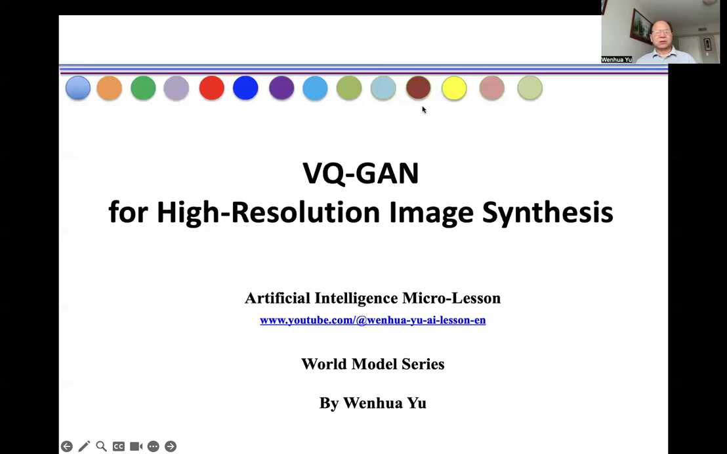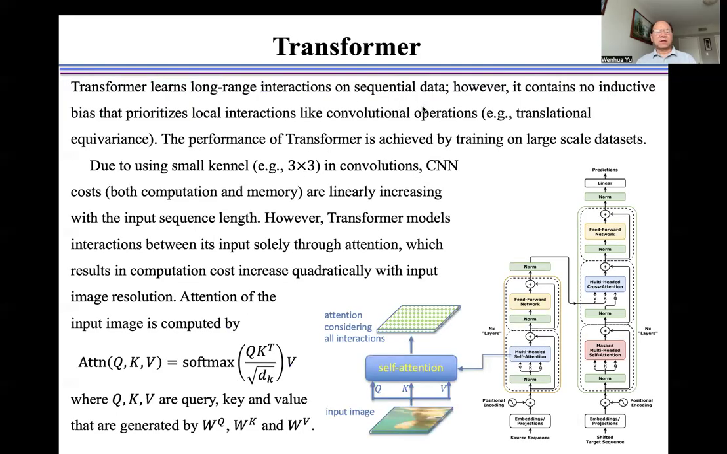In this video, I introduce vector quantization GAN for high-resolution image synthesis. Transformer learns long-range interactions on sequential data. However, it contains no inductive bias that prioritizes local interactions like convolutional operations.